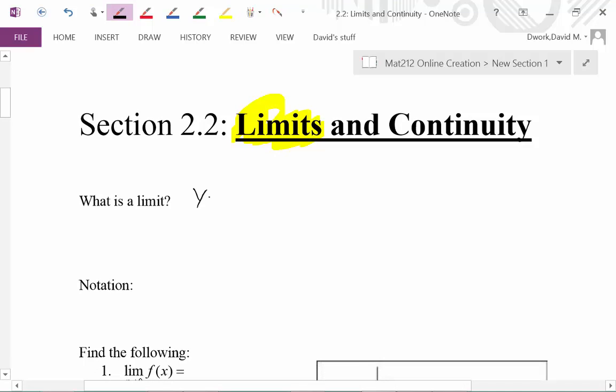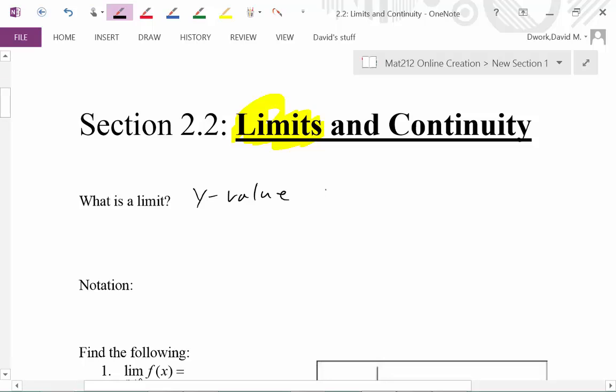What is a limit? Well, a limit is a y value. Now, when I use y value, please remember y is the output variable, the dependent variable. So it's not the input but the output, if that makes sense.